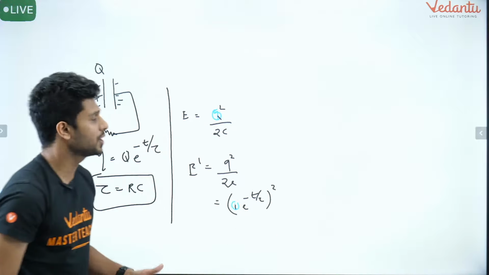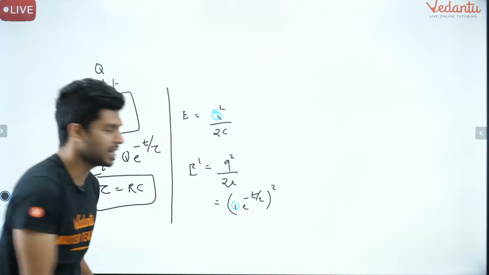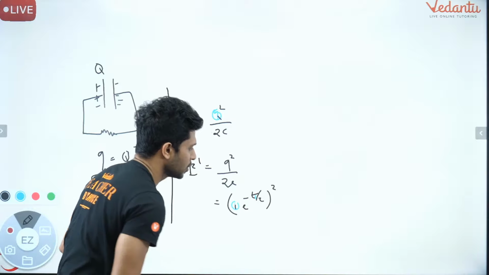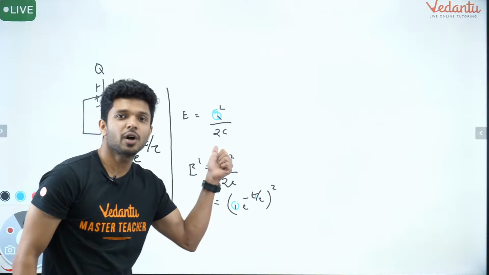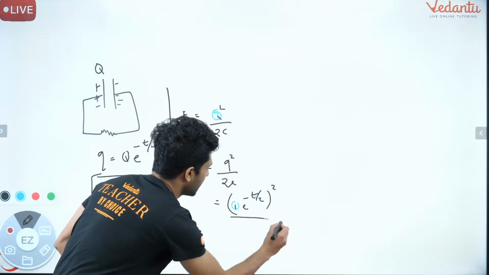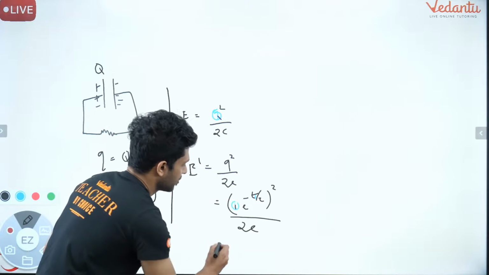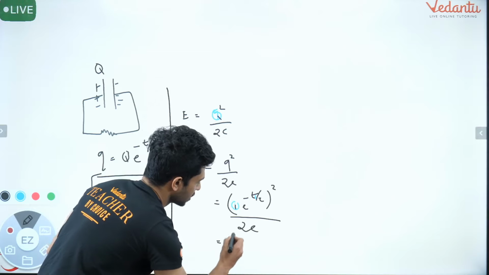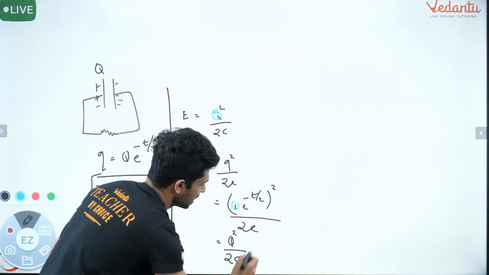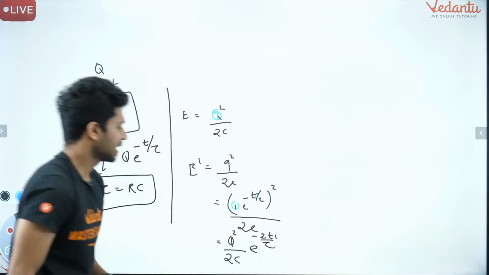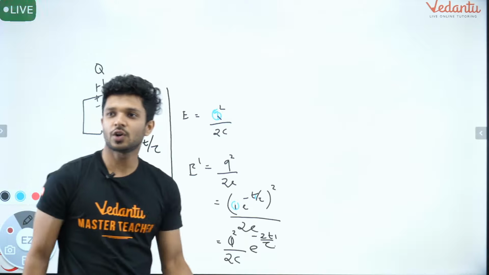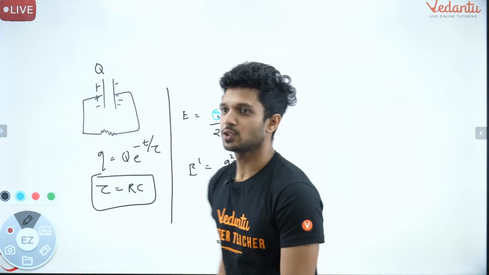At that particular moment of time, the time is becoming t1. So I am going to write it as t1 over here, because the energy is being described after a time of t1, divided by 2C. Fine. So this is equal to Q square by 2C e raised to minus 2t1 divided by tau. Yes or no? Yes. Thank you so much.